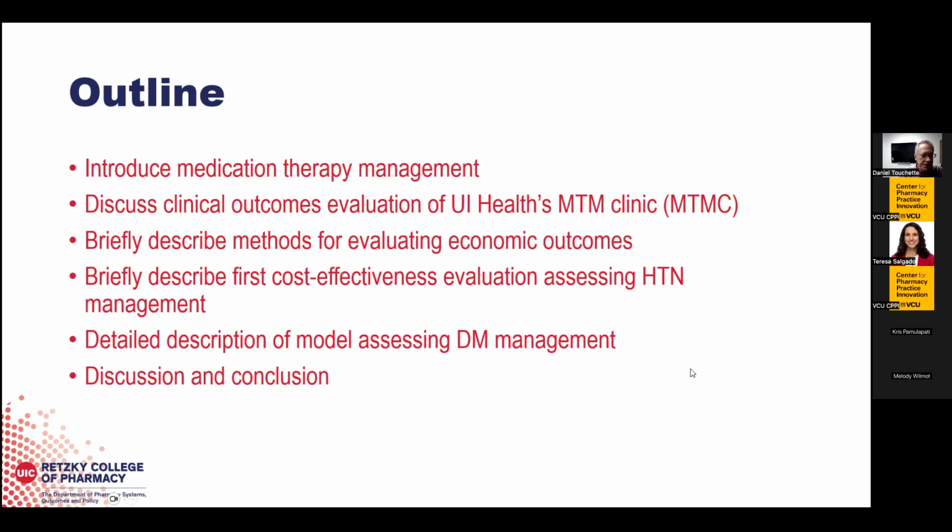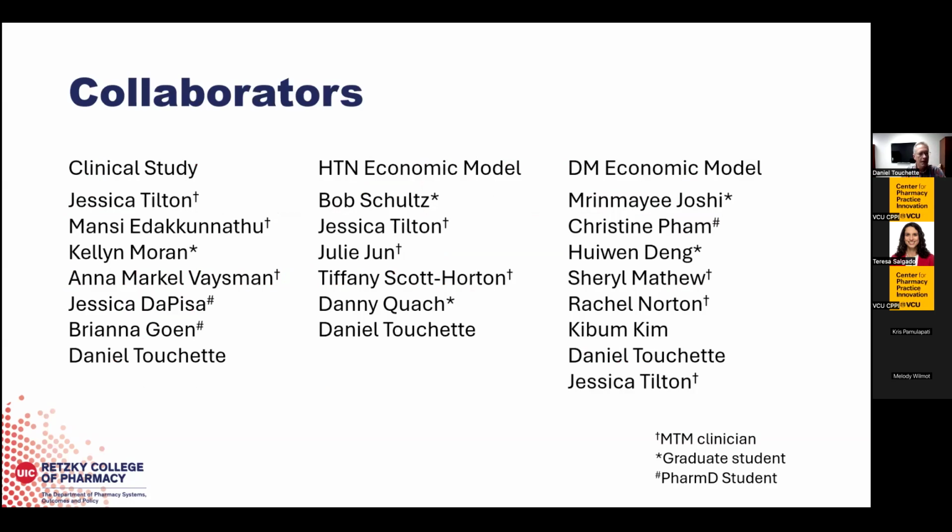Then I'm going to talk about two different evaluations that we did, assessing our medication therapy management program. First one, very briefly looking at an assessment of hypertension management. And then the second one, a more detailed case looking at diabetes management. And then the discussion and conclusion. As most of you know, it takes a village to be able to do these types of studies. And so for the three studies, I wanted to acknowledge my co-authors on each of these different papers, and they're listed here.